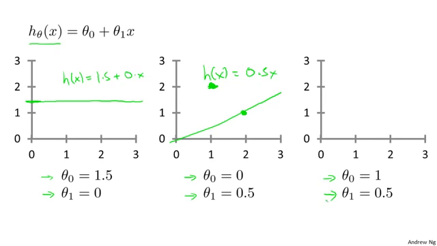And finally, if theta 0 equals 1 and theta 1 equals 0.5, then we end up with a hypothesis that looks like this. Let's see, it should pass through the 2 point like so, and this is my new h of x, or my new h subscript theta of x. You remember I said that this is h subscript theta of x, but as a shorthand, sometimes I'll just write this as h of x.